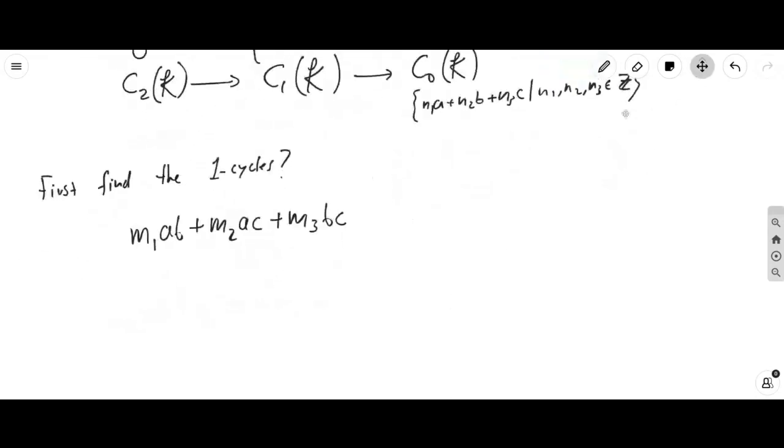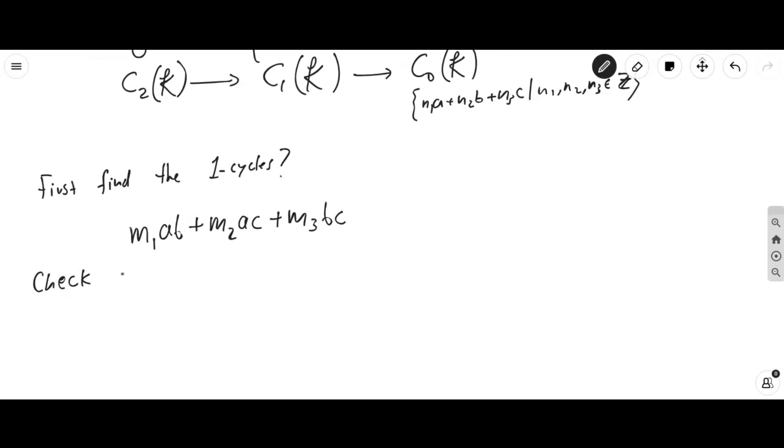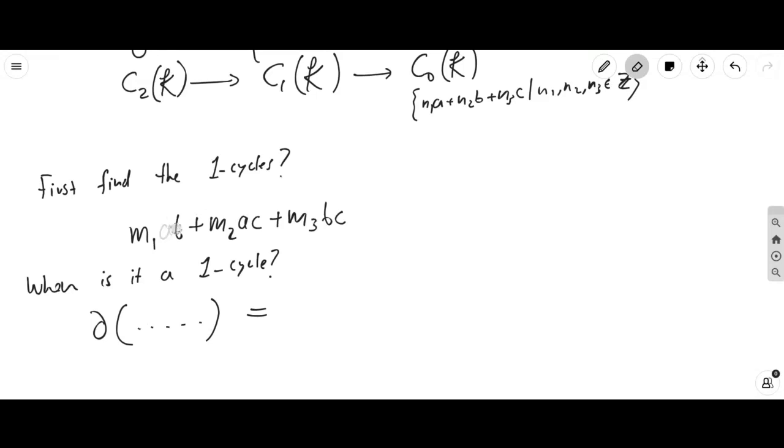Okay, and now we're going to check. We're going to ask the question, when is it a 1 cycle? So we have to apply the boundary to that chain. The boundary acts distributively on these words, so you're going to apply the boundary operator on each of those words.